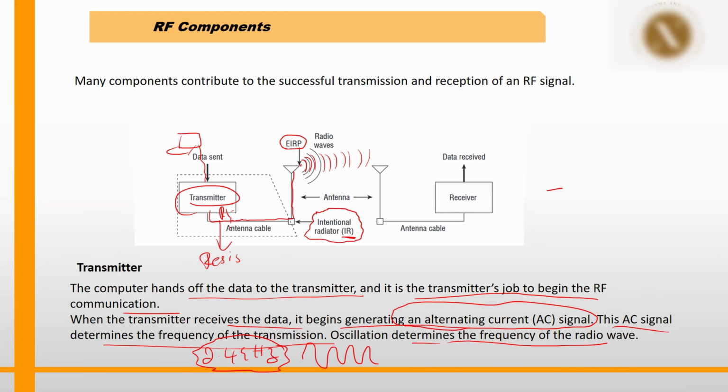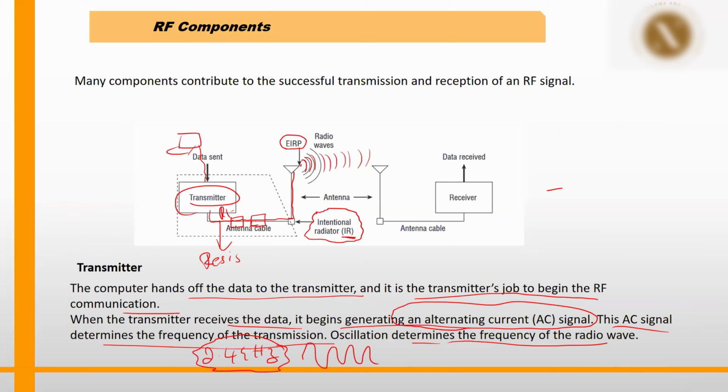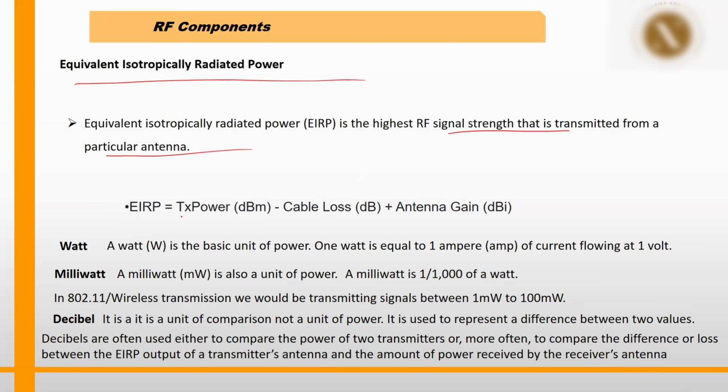And also there will be some components like lightning arresters, then some multiplexers, or some other devices. If the signal passes through those, they will also have some resistance. So the signal strength will decrease there, and it will reach the intentional radiator, and then it is going to go to the antenna. Here it is called the EIRP at this point. So EIRP is nothing but transmitter power minus the loss in the cables, plus the antenna gain.